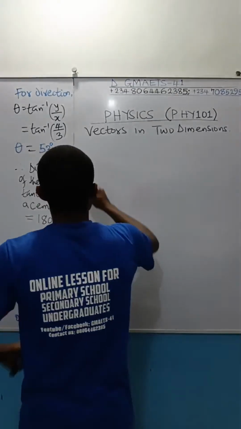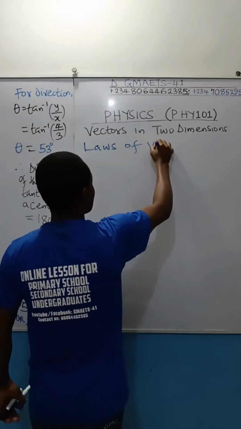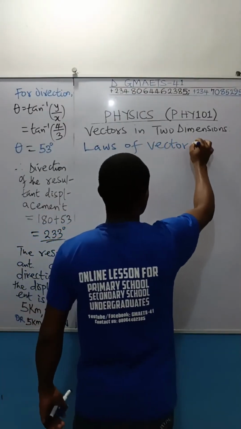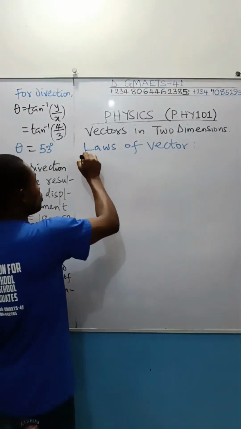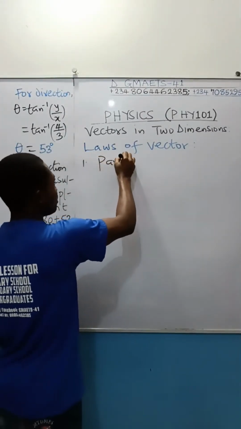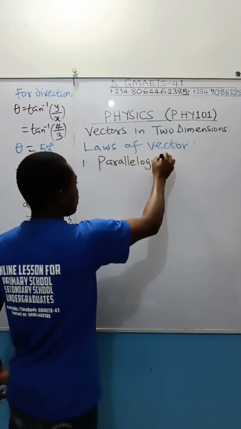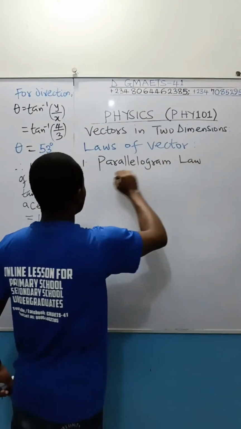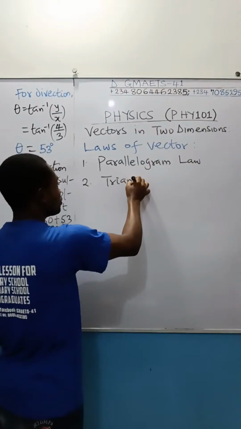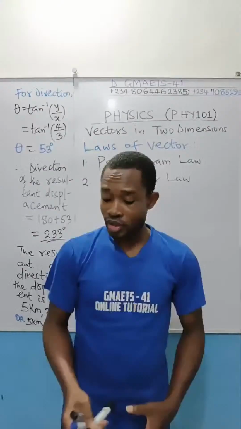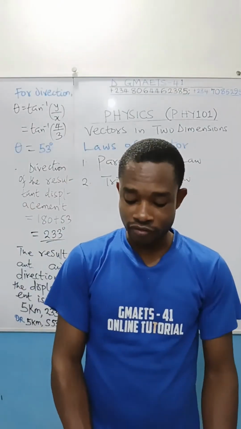Now I want to look at laws of vectors. There are two laws we are going to deal with. One, parallelogram law of vector. And two, triangular law of vector. I will state the parallelogram law and the triangular law of vector.